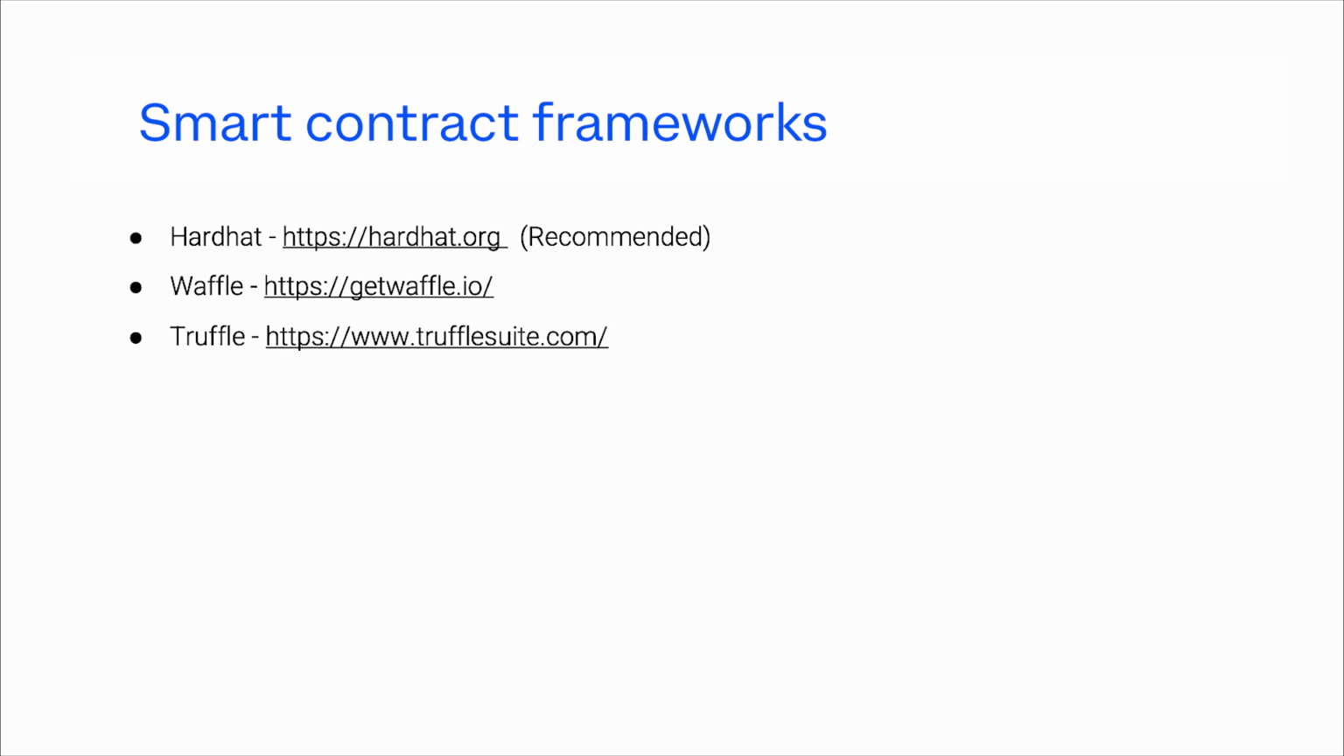How are we going to develop smart contracts? There are some frameworks to develop smart contracts. For instance, we have Hardhat, Waffle, and Truffle. These frameworks are mostly used in a professional setting because you work locally and you can commit to Git and do more advanced development techniques like test-driven development.